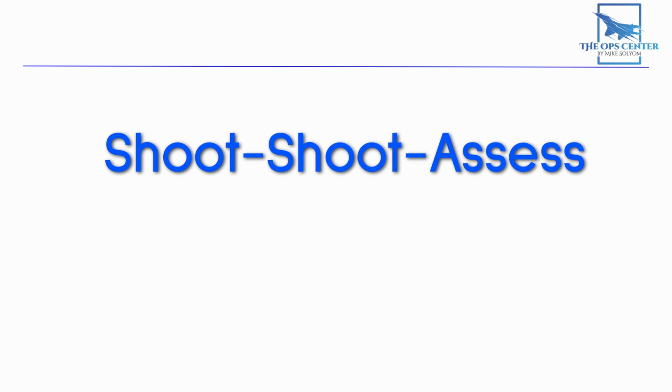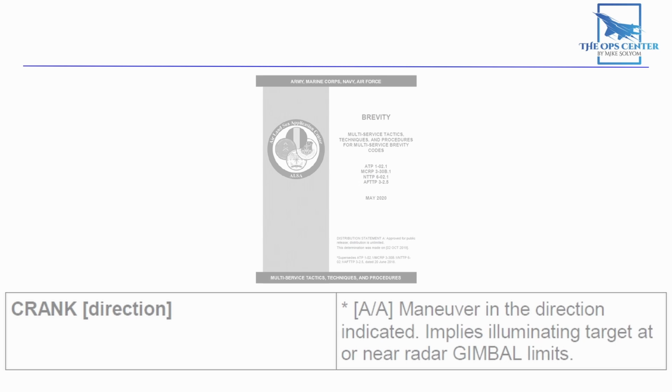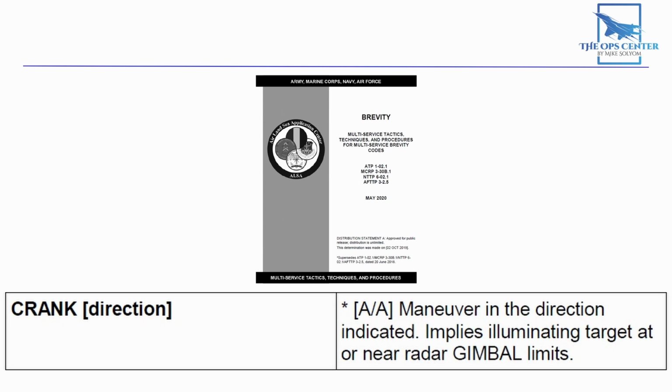Now there's one last topic I want to go over before we talk about building a BVR plan, and that's maneuvering. The most important maneuver here is going to be the crank. Like other important BVR concepts, it has its own brevity code. Here's how that's defined. Simply put, a crank is a turn where the target is kept inside the radar illumination cone, but at or near the limits.